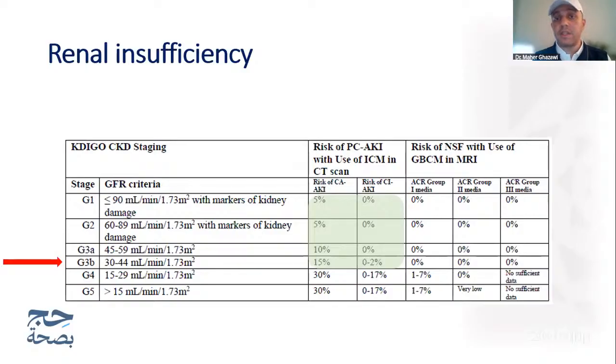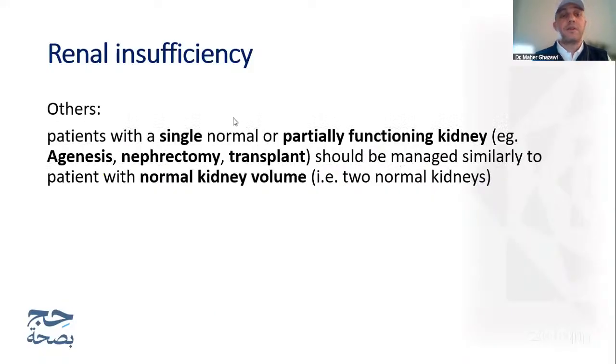But be careful. This is not like acute kidney injury. Acute kidney injury is a different scenario. Number two, if the GFR is below 30, double check if the patient is on regular hemodialysis or not, and then you can proceed. So the prevalence of renal insufficiency or risk of contrast-associated or induced acute kidney injury is very, very low if the GFR is above 30. And this is also regarding the gadolinium.